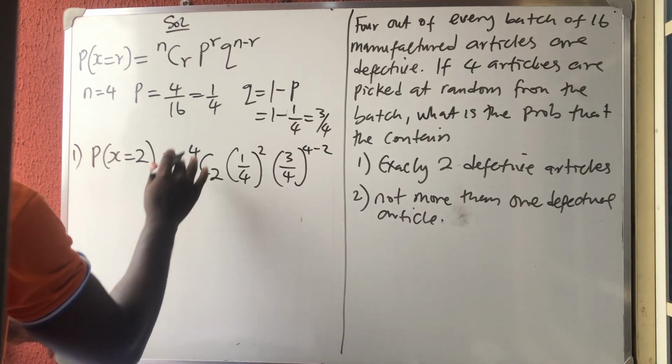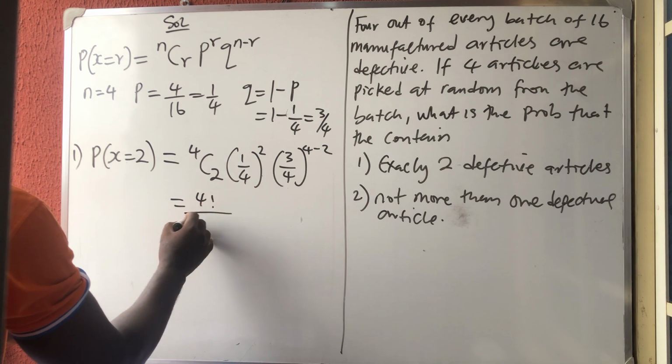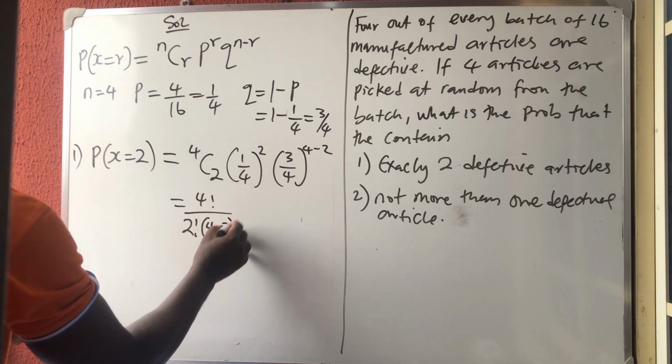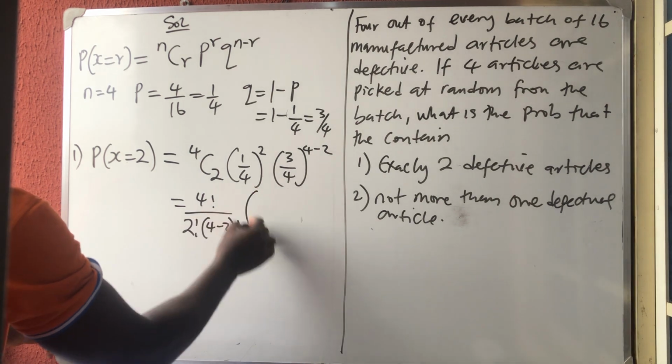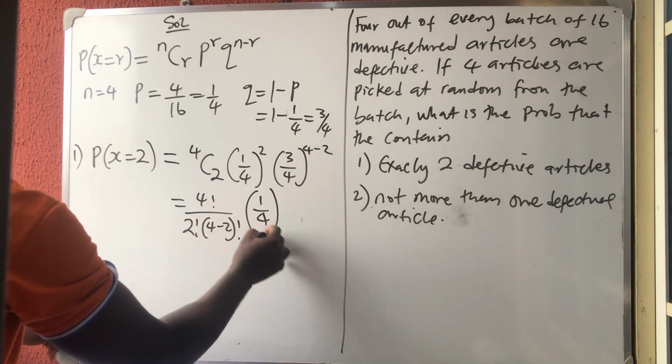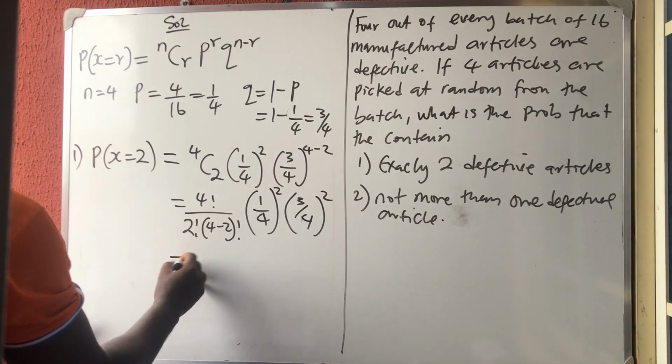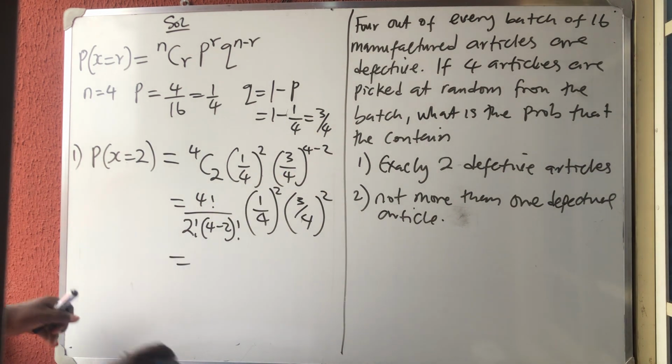So what do I have now? This is 4 factorial all over 2 factorial, then 4 minus 2 factorial. So I'm having here what? 1/4 squared, then 3/4 raised to power 2 again. So my answer, everything here will give you 6.